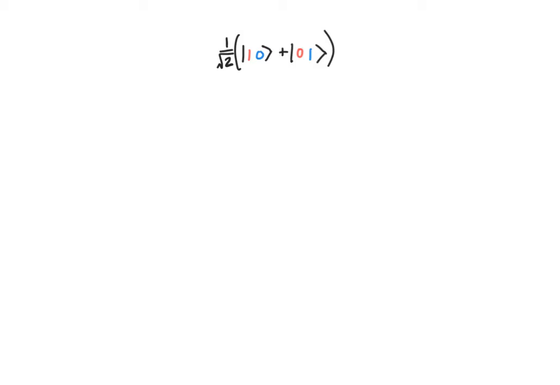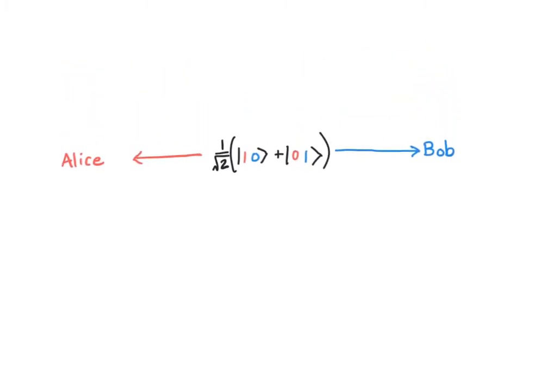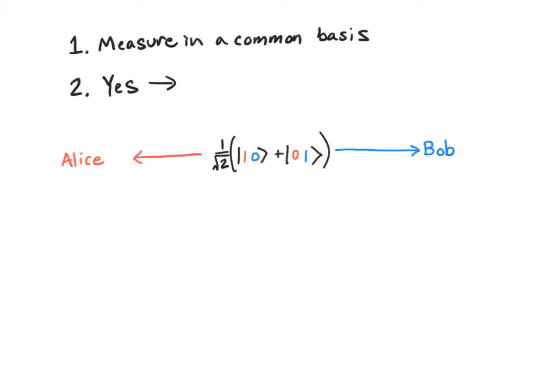Now, as before, let's take this entangled state and let's give one of the particles to Alice and send the other one to Bob. Now let's assume that before all this went down, Alice and Bob met together and schemed up a way for Alice to be able to send information to Bob. To achieve this, they agree on two things. The first is that they will always perform their measurements in a common basis, which means that Bob will always find the opposite of what Alice does. And the second is that if Alice wants to send the message yes, she measures her particle state, and if she wants to send the message no, she doesn't measure it.